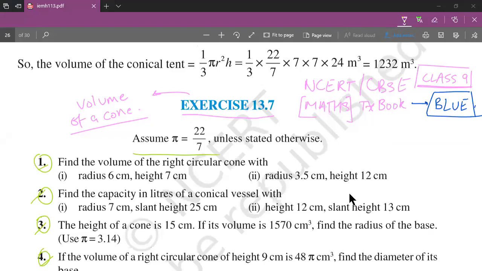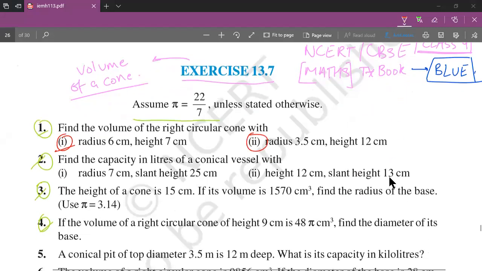Now pi could be any value. It can be 3.14 or 22 by 7, but in most questions they give you pi is equal to 22 by 7, or they give you pi is equal to 3.14. Okay, so find the volume of the right circular cone with radius 6 centimeter, height 7 centimeter. So this is the first part of the question, and secondly radius 3.5 centimeter and height 12 centimeters.